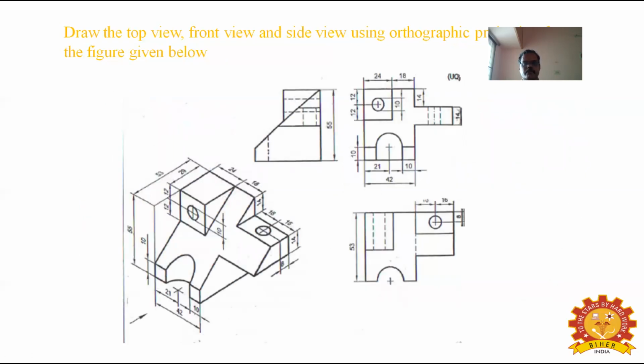Now this is a very simple one. It is a very simple drawing, but you need some experience for that. Okay. Now what are the dimensions in that? Go through the dimensions, the overall dimensions in that. Okay. How to start the drawing? That is important here. How to start the drawing?